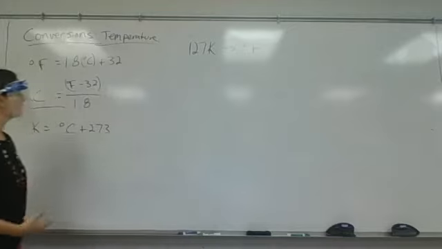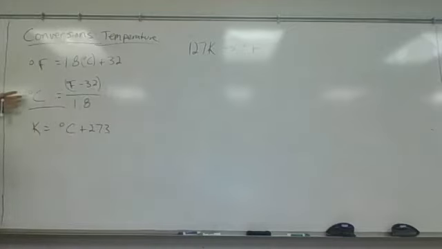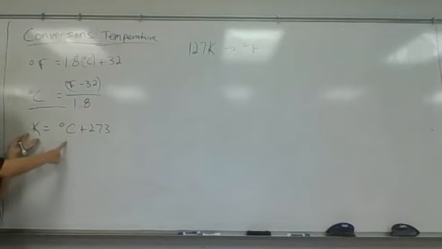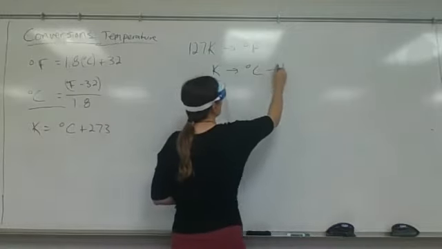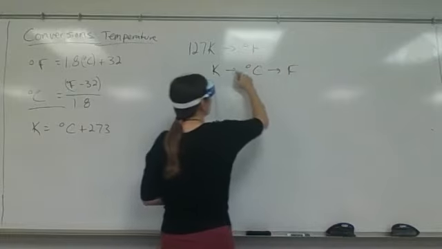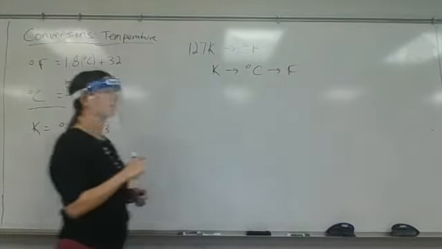If you look at these equations, you can see that the only equation that has Kelvin in it has Celsius. So I can't go from Kelvin directly to Fahrenheit. I'm going to have to go to Celsius first, and then from Celsius I can go to Fahrenheit. So it's actually 2 steps. I'm going to start at Kelvin, go to Celsius, and then get to Fahrenheit. So I'll be using 2 different equations.